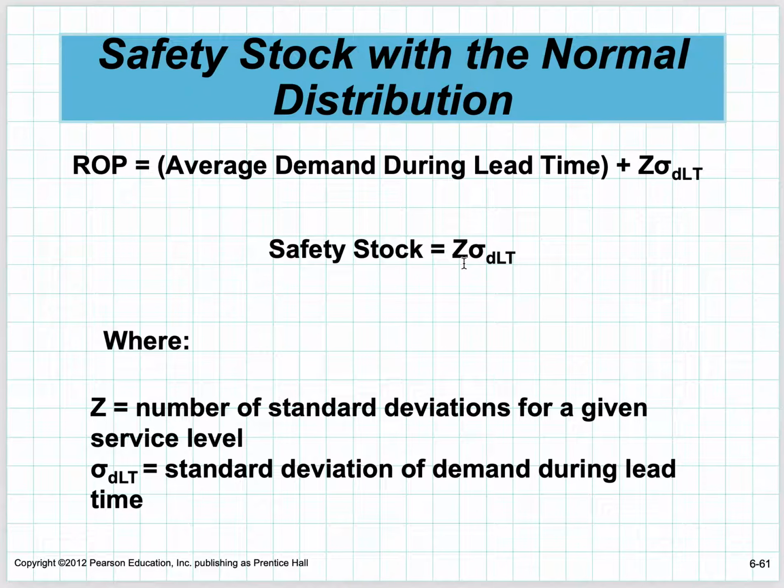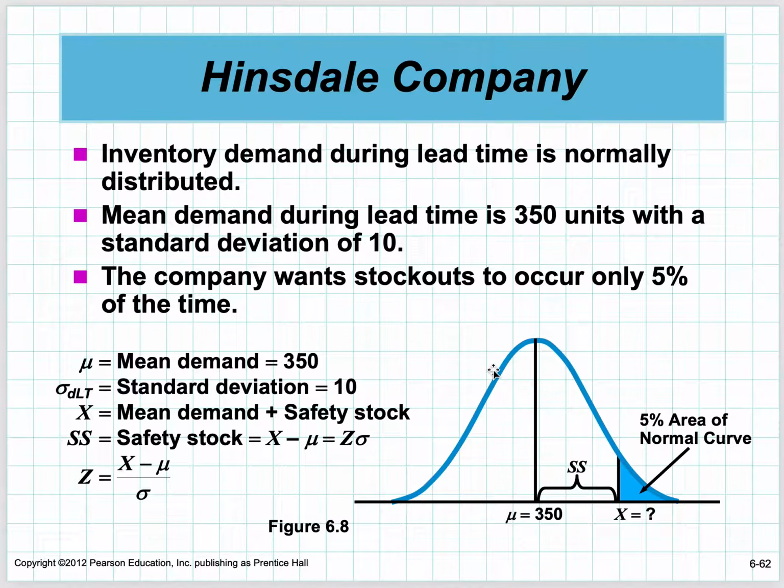And we multiply it by the standard normal Z factor, which is the number of standard deviations for a given service level. If we look at the next slide, what it's saying is how many standard deviations. So we got this: the mean demand during lead time is 350. The standard deviation is 10. So X is the mean plus the safety stock. So we want to have 350 as our reorder point. But how much more should we add? I want to add the safety stock that gets me to this X.